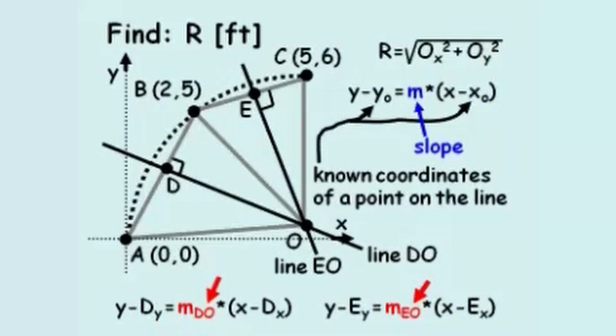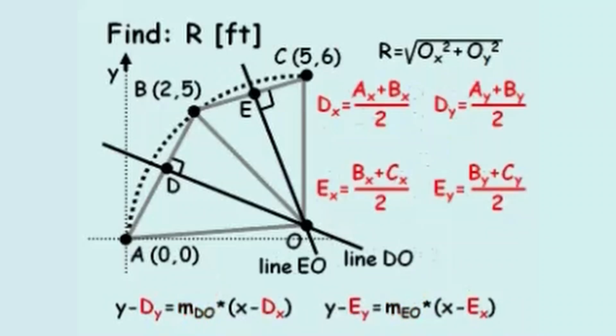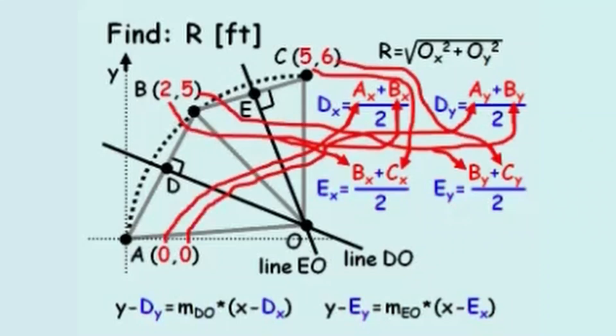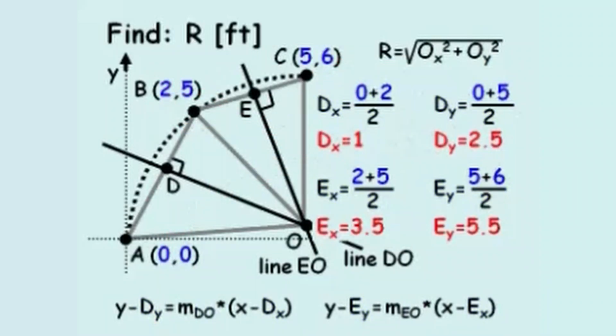Next, we'll find the coordinates of points D and E by averaging the given coordinates of points A and B and points B and C, respectively. After plugging in the coordinates, we know that point D is located at x equals 1, y equals 2.5, and point E is located at x equals 3.5, y equals 5.5.